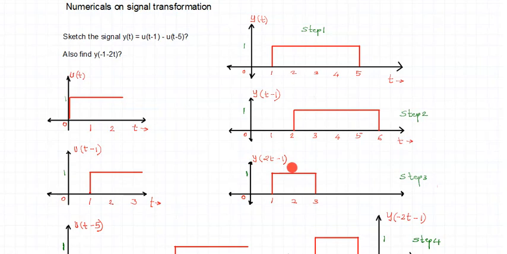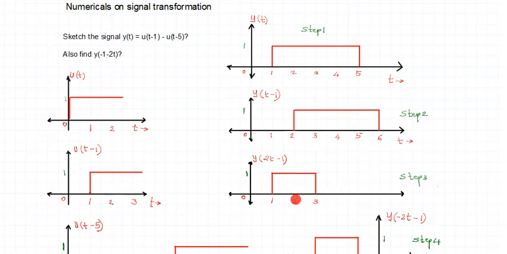Right, so let us do scaling. As discussed previously, compression means the time base of the signal should be divided by the scaling factor. The scaling factor is 2, so let's start dividing. The starting instant 2 divided by 2, so the new scaled starting instant is at 1. And where is the ending instant? 6 divided by 2, the ending instant is 3.